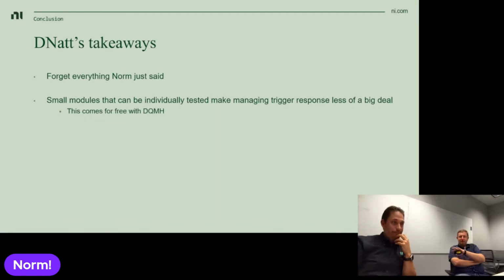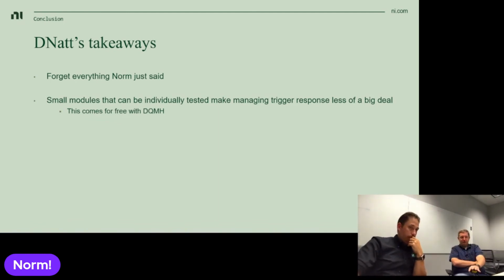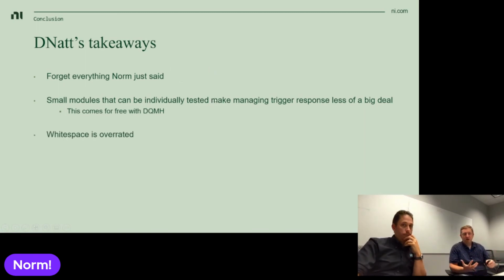Small modules are kind of my takeaway here. Individually tested, especially with DQMH because it comes for free, makes managing response to things a lot less of a big deal, because a lot of that logic in the states, the brain of Norm's program, is in the separation of responsibilities with the modules in DQMH. White space is overrated, although Norm is probably rubbing off on me, because look at all that white space between the bullets on this slide.